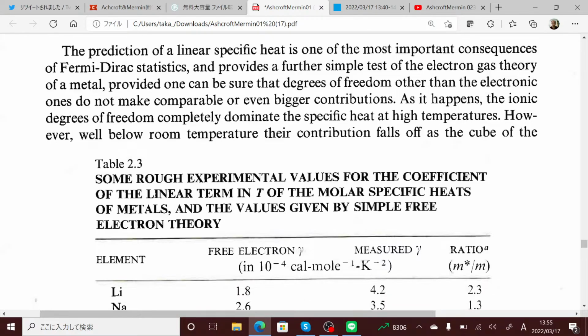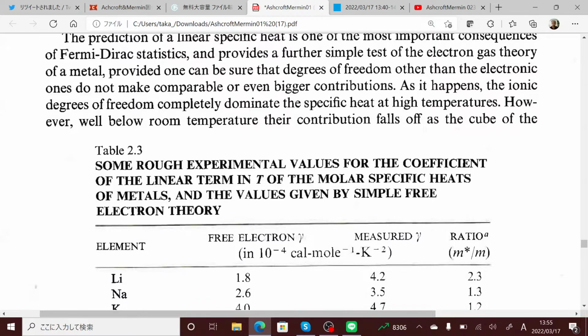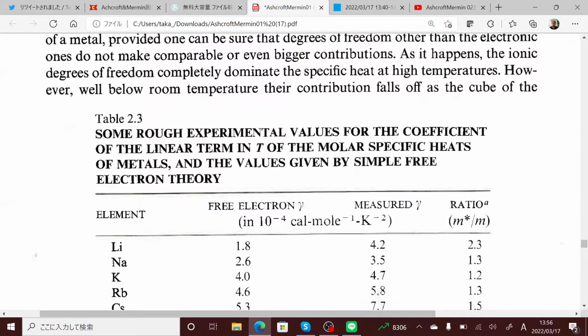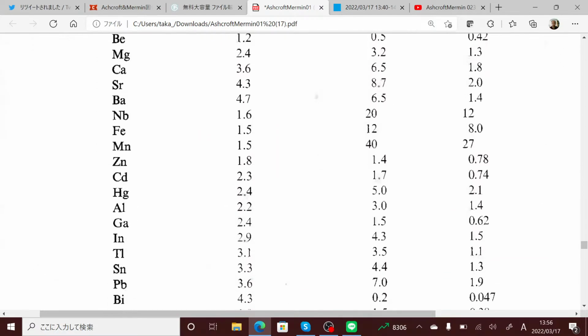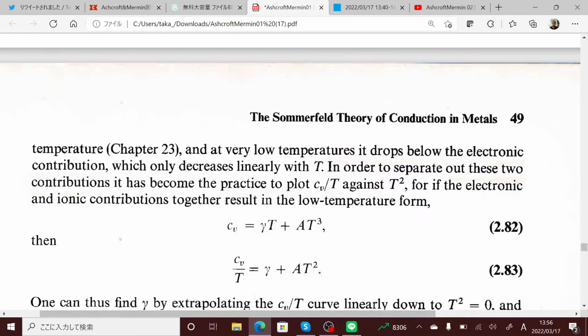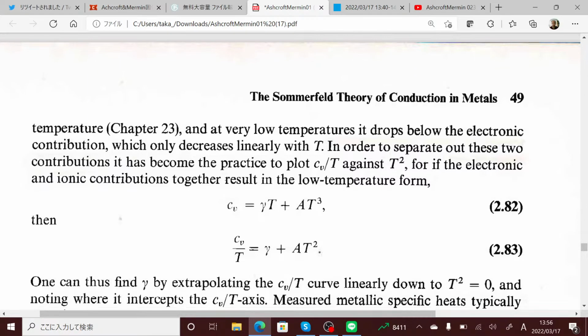As it happens, the ionic degrees of freedom completely dominate the specific heat at high temperatures. However, well below room temperature, their contribution falls off as the cube of the temperature, see chapter 23. And at very low temperatures, it drops below the electronic contribution, which only decreases linearly with T.